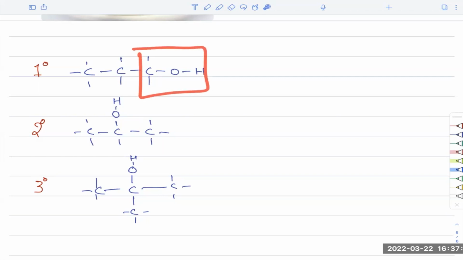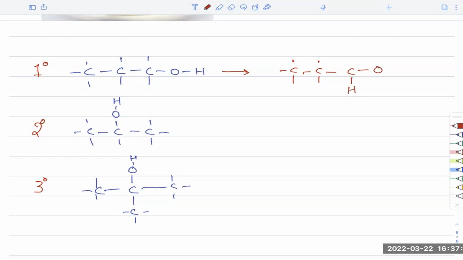Oxidation happens only on this place, not anywhere else. And what happens here is that this hydrogen and one more hydrogen are lost. So they're lost. And obviously everything else remains as it is. Two hydrogens are lost, and this carbon forms a double bond with this one. And this has formed a new functional group that we call aldehyde.